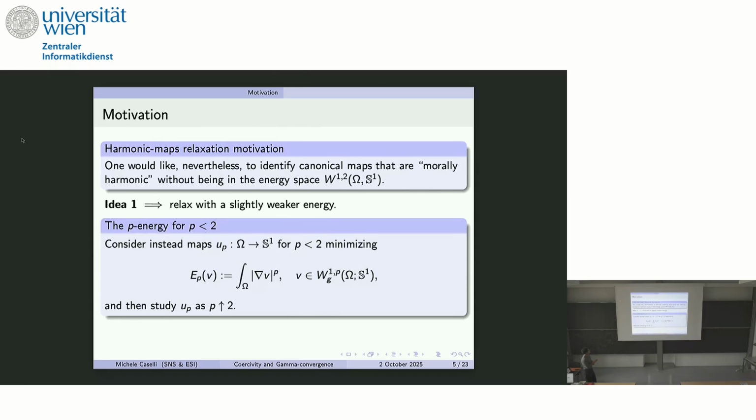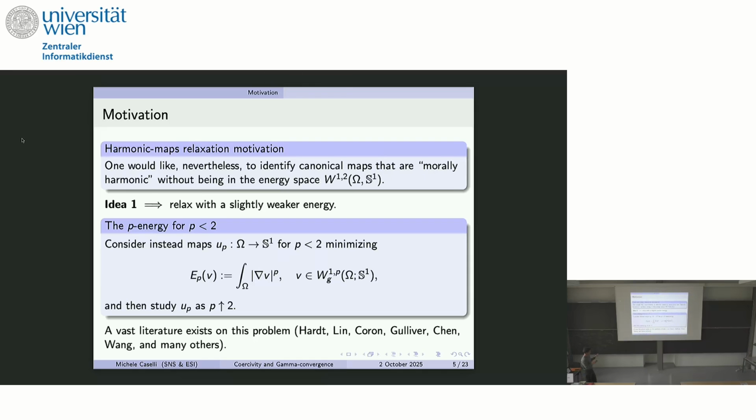So the first idea to address this problem, which is the topic of my talk, is to slightly relax the energy space. So instead of considering the W12 energy, one can consider the W1P energy for P less than 2, minimize, and then study what this map UP does as P tends to 2. And this is the step we will be interested in mostly today.